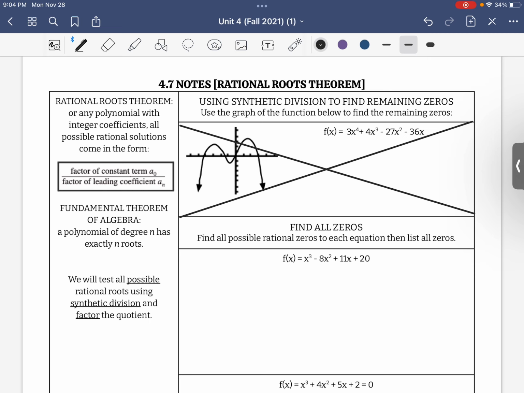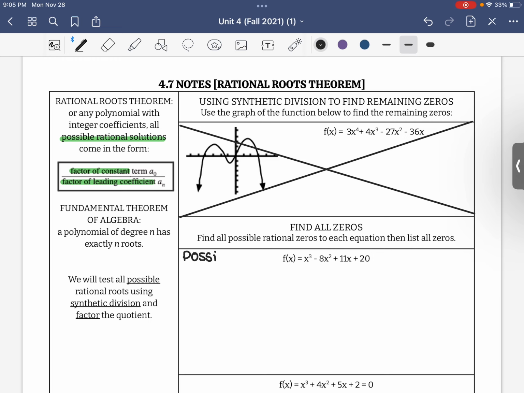So essentially what's happening here is there is a way you can find all of the possible rational zeros to an equation just by using two of the numbers, using what's called the rational roots theorem. The rational roots theorem essentially says that all possible rational solutions come in the form factors of the constant over factors of the leading coefficient. Now the constant is the one without an x, and the leading coefficient, as leading tends to mean, is the one in front.